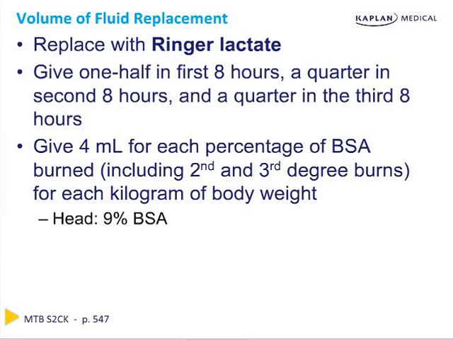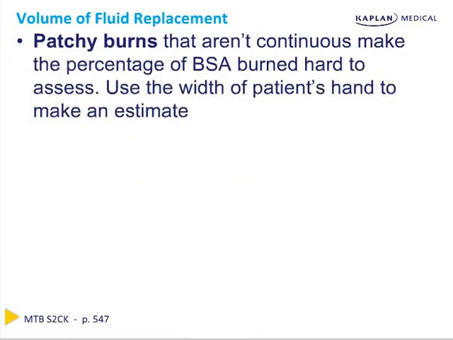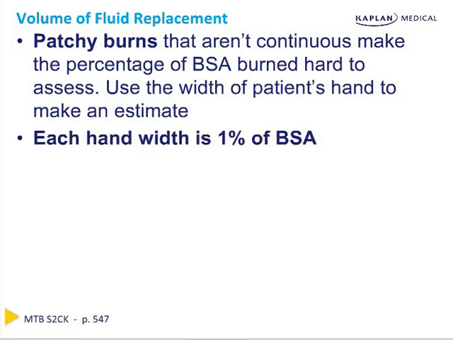Remember, the head is worth 9%, the arms are 9% each, the legs are 18% each, and the chest or back are 18% each. Patients sometimes have patchy burns that aren't continuous. To assess the percentage of body surface area burned, what you should do is use the width of a patient's hand to make the estimate. Each hand width is worth about 1% of a body surface area.